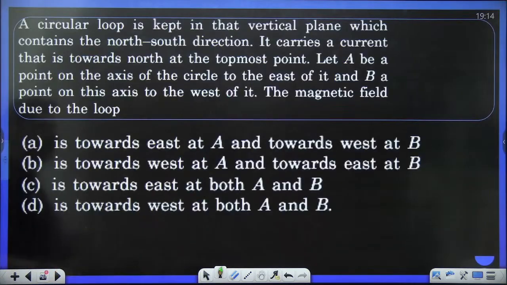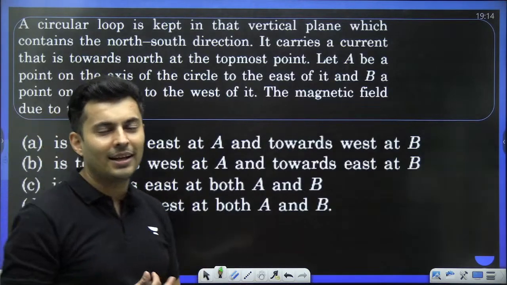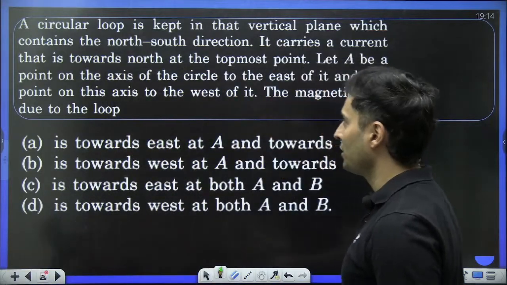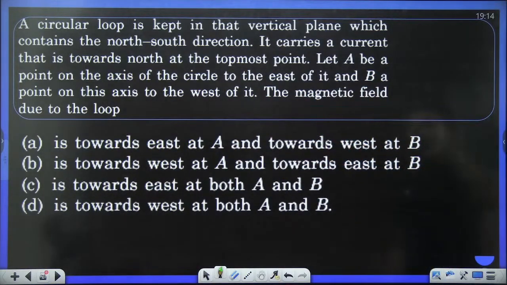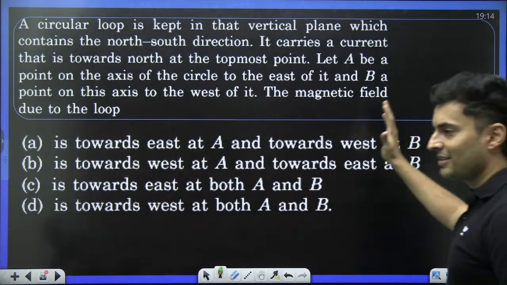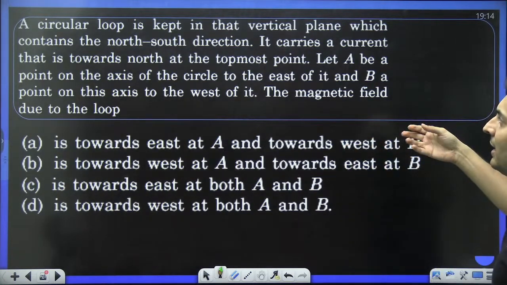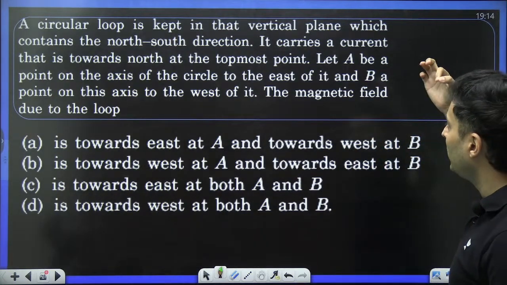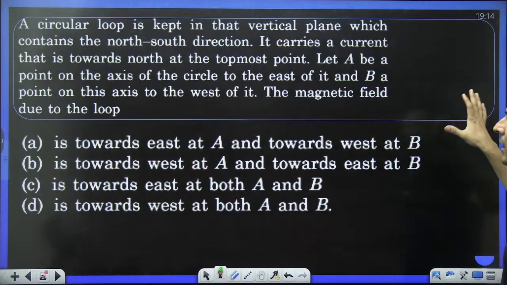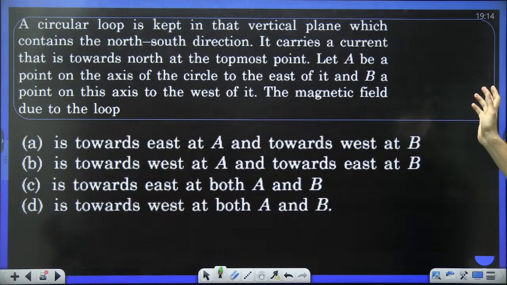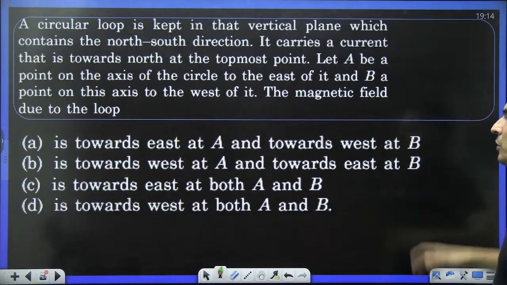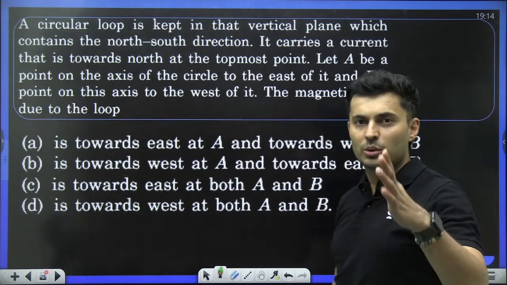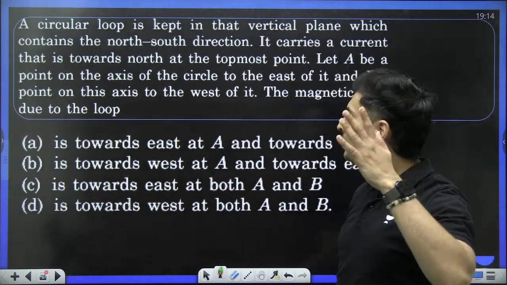Cool? So maybe we can start looking at some questions so that you get an idea. Okay, here is the question. A circular loop is kept in a vertical plane which contains the north-south direction. It carries a current that is towards the north at the top point, and A and B are the points east and west of it. The magnetic field due to the loop is, I would suggest to draw the diagram first, visualize it.